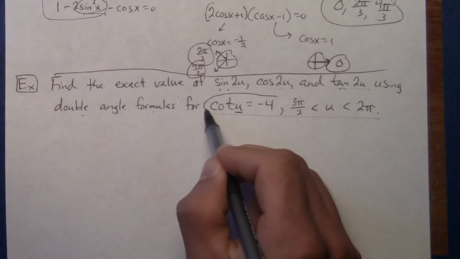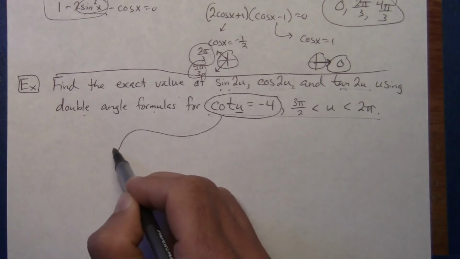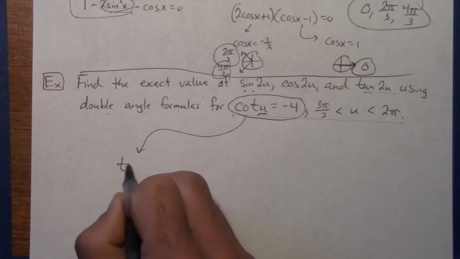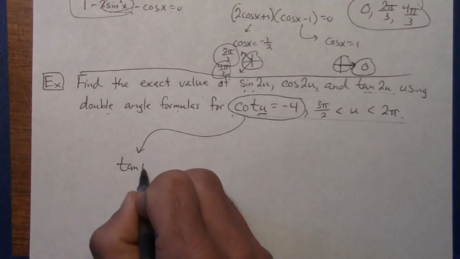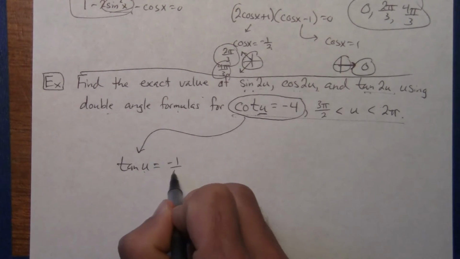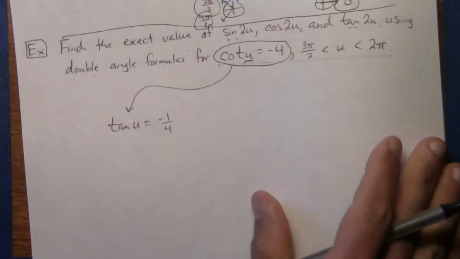Before I worry about that identity, I'm going to draw a triangle for this. So, according to this, it's cotangent, so I would probably switch it into one of the three that I'm most familiar with, the sine, cosine, or tangent. I'm going to switch it into tangent, it's the reciprocal. So I'm saying that the tangent of u is negative 1/4.